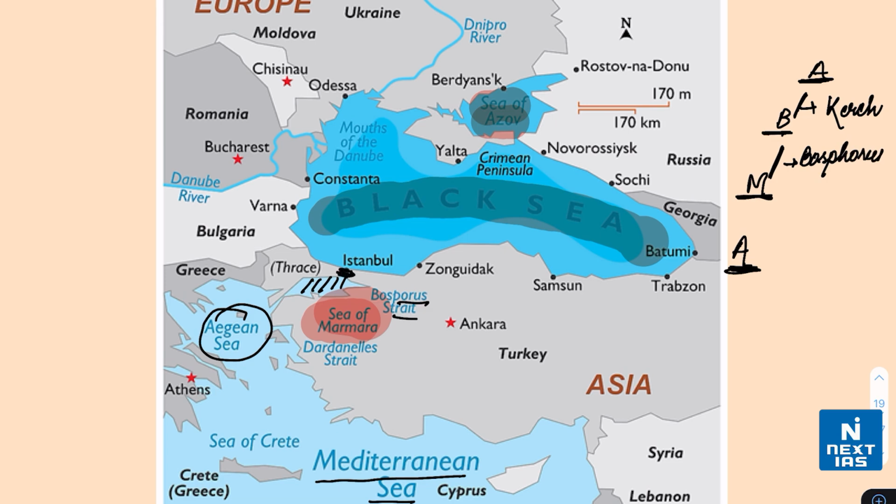Now, this Bosphorus Strait, or the Strait of Istanbul, is significant as it connects Europe with Asia. The strait between the Sea of Marmara and the Aegean Sea, that is this particular region, is known as the Dardanelles Strait. Further on, here we have the Crimean Peninsula.